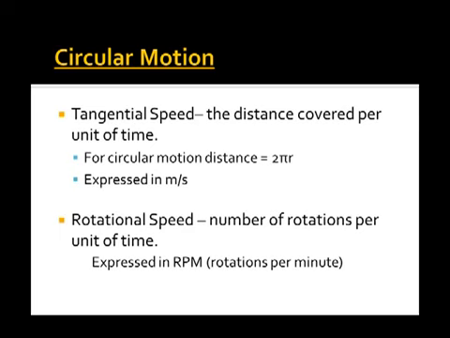The other type of speed we're going to talk about in circular motion is rotational speed. Rotational speed isn't a distance per unit of time. Instead, it counts the number of rotations in a given time. The one we're going to be looking at is called RPMs, which is rotations per minute. Basically, you start your stopwatch and you count how many times the object goes around the circle, how many laps it makes in 1 minute. And that's your number of RPMs, or your rotational speed.